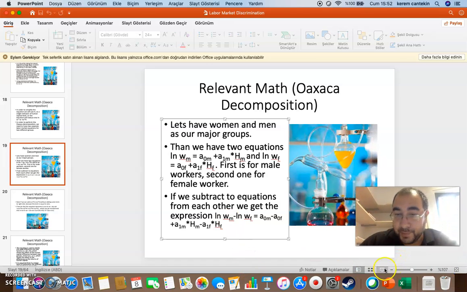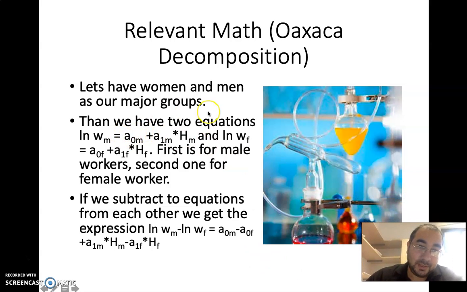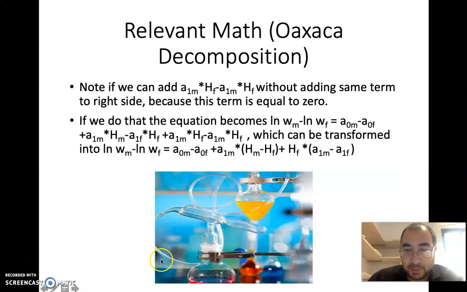When we subtract the two equations, we have something like A0M minus A0F, the constant term for M and the constant term for F, plus A1M times HM minus A1F times HF, human capital for men, human capital for women, and their coefficients.